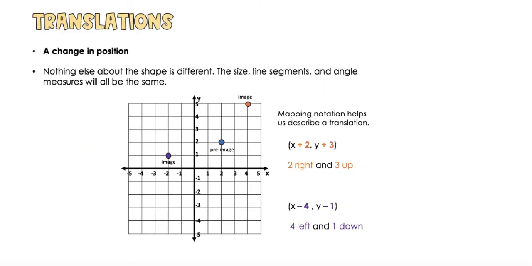Here is a quick overview of everything we have talked about for translations. So translations are a change in position. Nothing else about the shape is different. The size, the lengths, the angle measures will all be the same. And mapping notation helps us to describe a translation. So here, if our original figure is the pre-image, if I go 2 to the right and 3 up, this will be my new image. And if I travel 4 to the left and 4 down, my new image will be located here in purple.